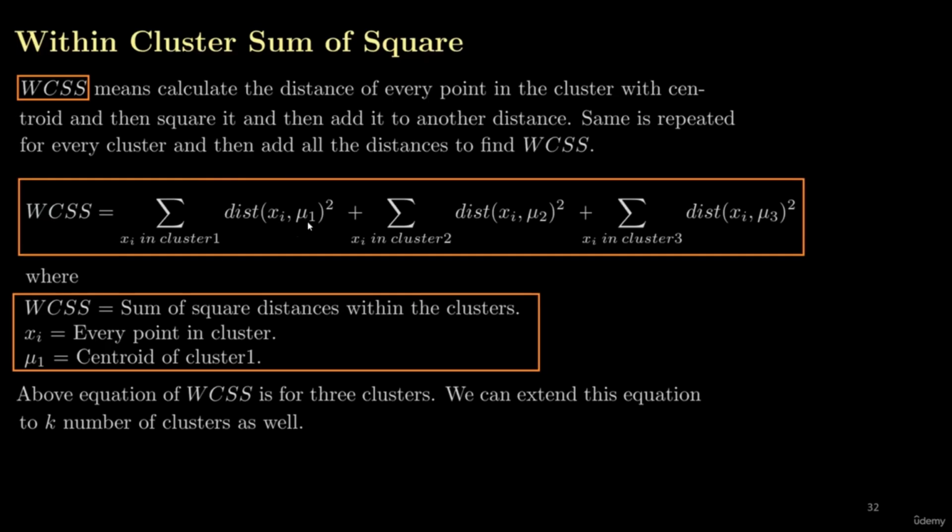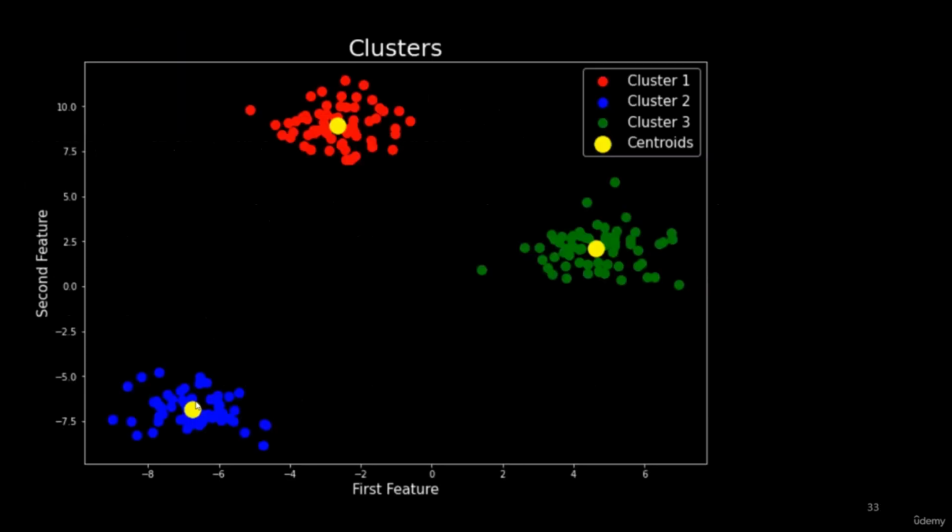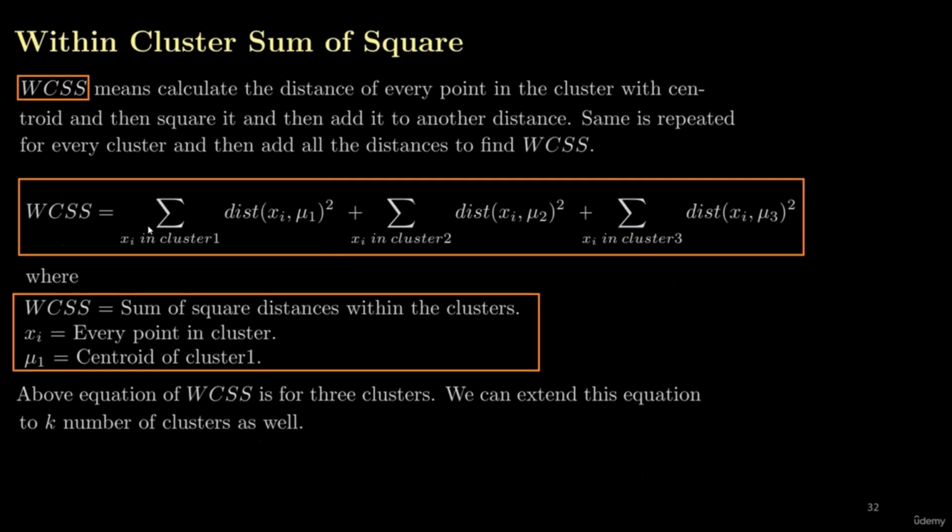You see, this is the distance. We square the distance, then we calculate the distance of the second data point in the cluster with the centroid. We square the distance, we add it to the previous distance. In a similar way, we calculate the distance of all the data points with their centroid. We square them and we add them. So in this way, we calculate the first term. Same is for cluster 2 and cluster 3. And finally, when we add all these terms, we will get WCSS.